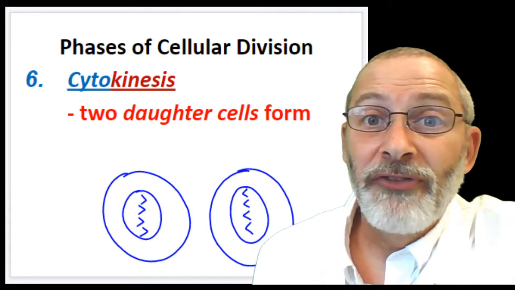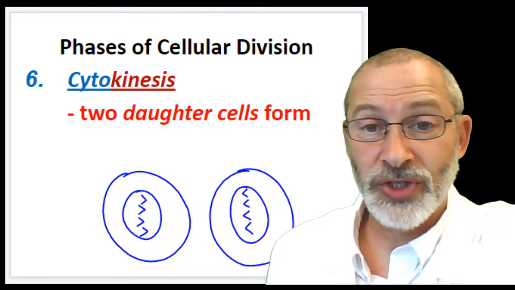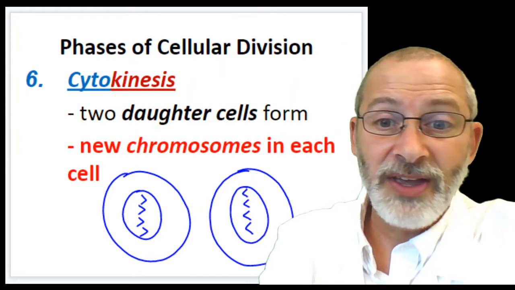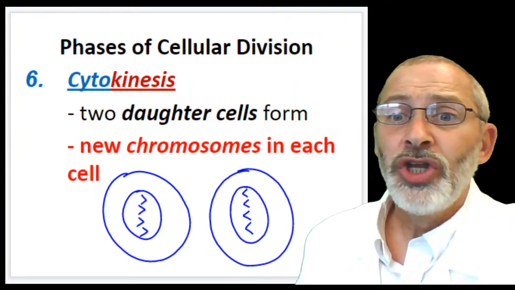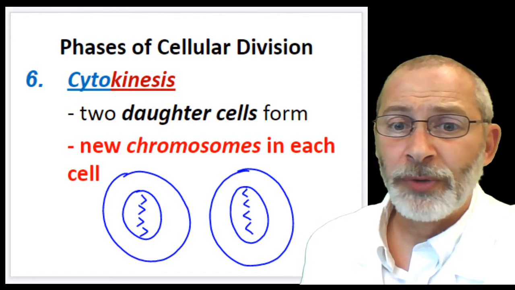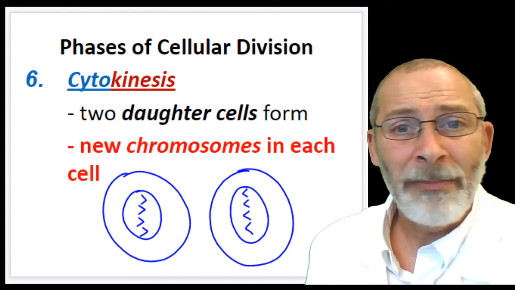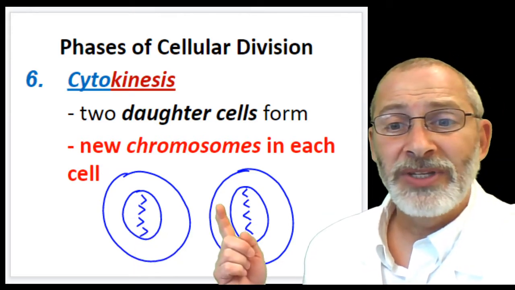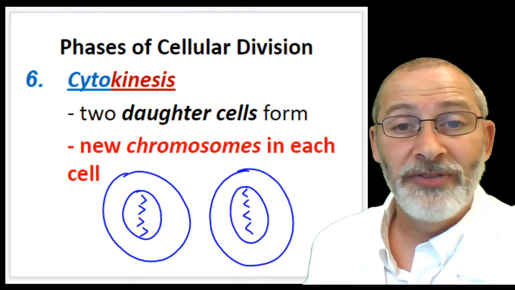From interphase to cytokinesis, through those 6 phases of cellular division, the cell has perfectly made an exact copy of itself, right down to the level of the chromosome. Because in this phase of cell division, we have new chromosomes in each of the two cells. Remember, you can't have one cell with the original chromosomes and the other cell with no chromosomes. It would die. It would not be able to function.